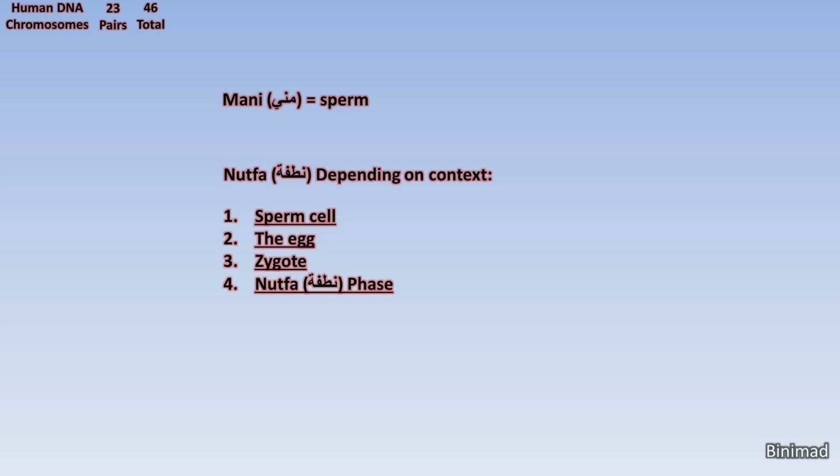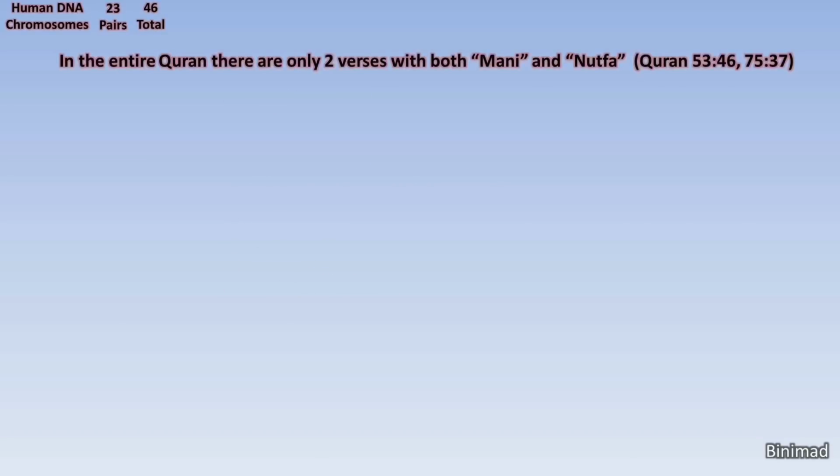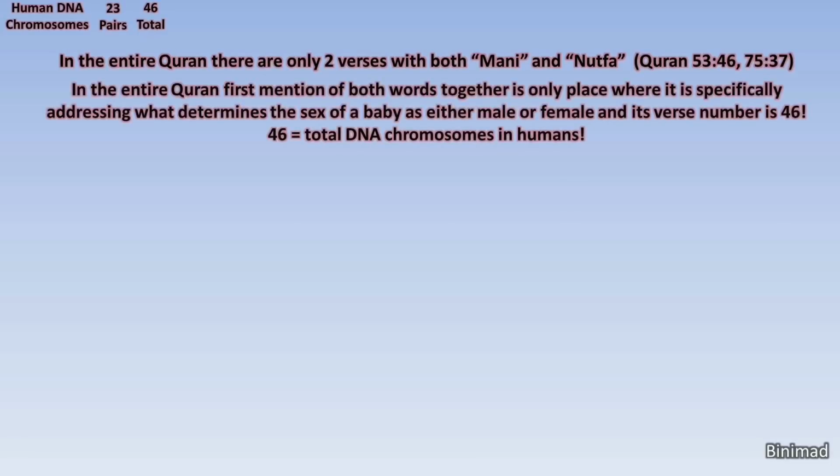Since sex cells only contain one pair of 23 chromosomes, it is amazing that in the entire Quran there are only 2 verses which contain both words together. Furthermore, and of greater consequence, is that throughout the entire Quran, the first verse that contains both words together is also the only place which specifically gives details of what determines gender in human creation as male and female through reproduction. The amazing thing is that this verse is number 46, and as stated, humans have a total of 46 chromosomes. This is truly amazing, but why stop here?